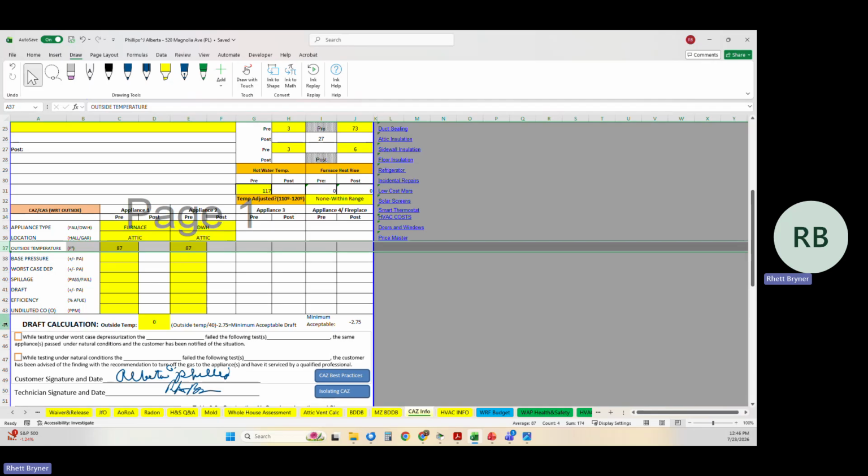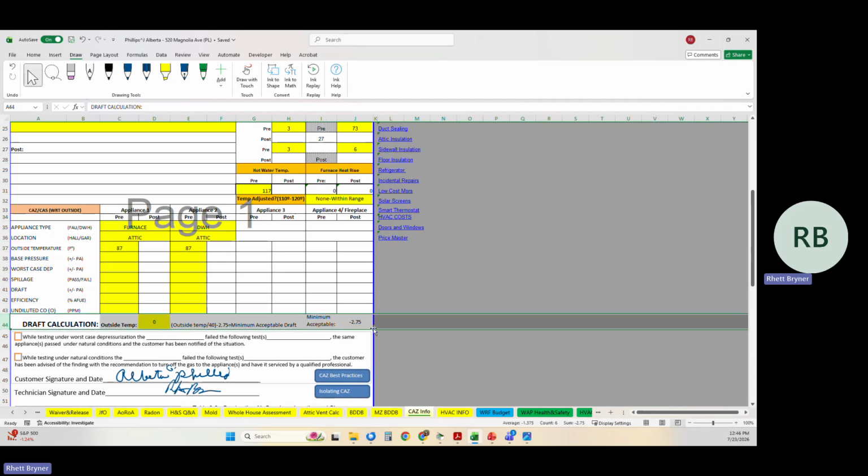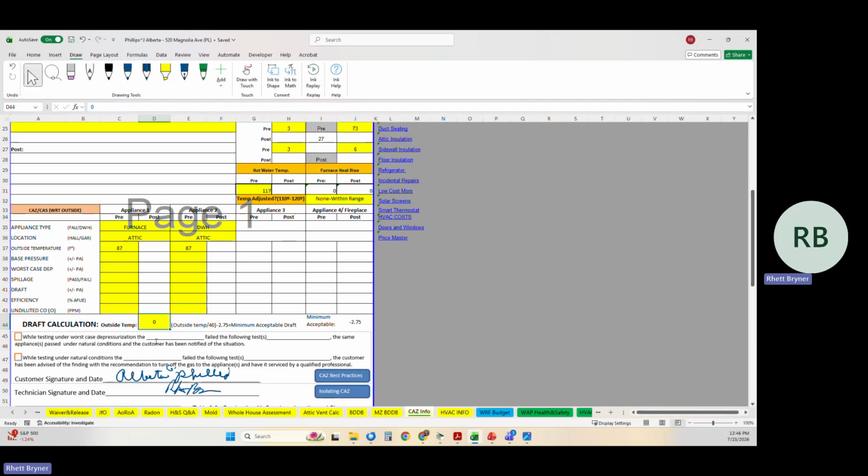And then second, if you see down here where it says draft calculation, so look at this number here. Right now it reads negative 2.75. Once we change right here where it says outside temp, that's going to change. So we're going to put 87. All right, so now you can see we've got a negative 0.575 is our minimum acceptable reading for our draft. All right, now draft is something you get from the furnace. It's basically how much suction is pulling the combustion gases coming out of the furnace, how much is being pulled out through the flue pipe at the top of the furnace. All right. So we're going to need that here in just a moment.